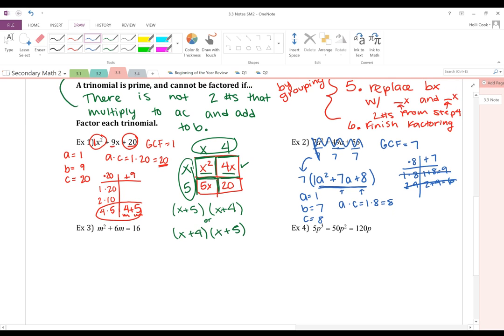So what that means is that this is prime, that the most that we can factor it is this right here by just pulling out our 7. So that part would be your answer. So because it's prime, we can't keep going with the box. All we can do is pull out the GCF.